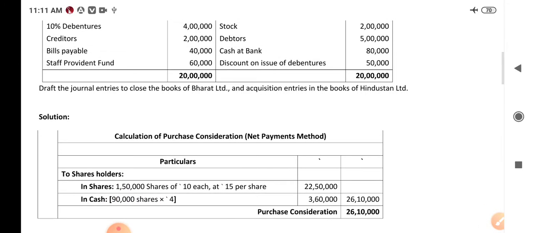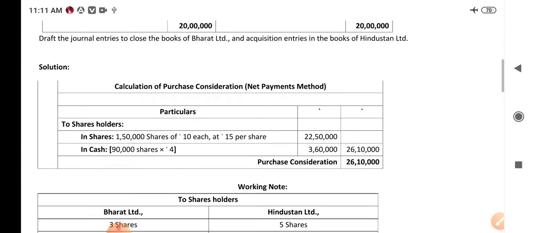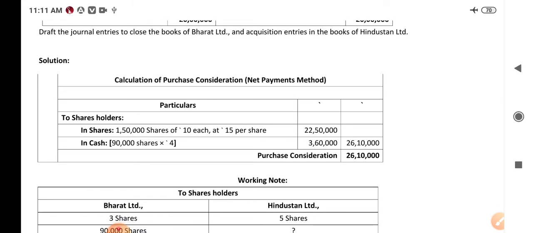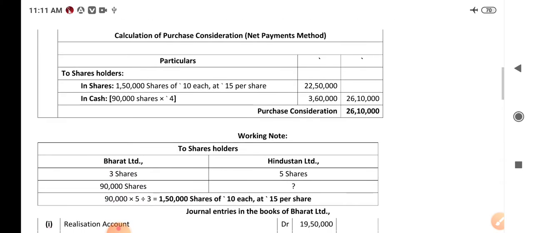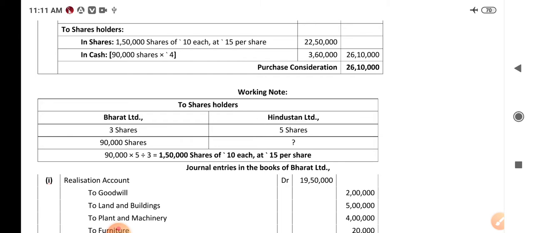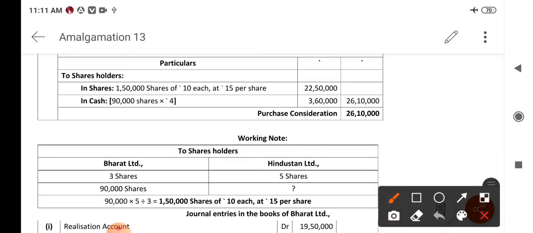Limited. Okay, so we have to pass the journal entries in the books of Bharat Limited and we have to pass the opening entries in the books of Hindustan Limited. So first up, we'll give the note for purchase consideration. So you know ಏನು ಹೇಳಿದ್ದಾರೆ, in the form of cash for 90,000 shares they will pay rupees 4 each. Okay, for each share they will pay rupees 4. So total number of shares possessed by Bharat Limited is 90,000. 90,000 into 4, they will pay 3,60,000 in the form of cash.